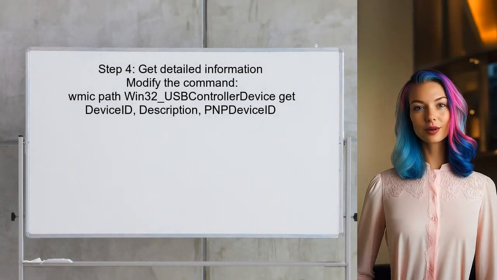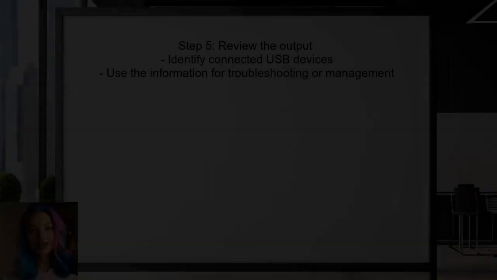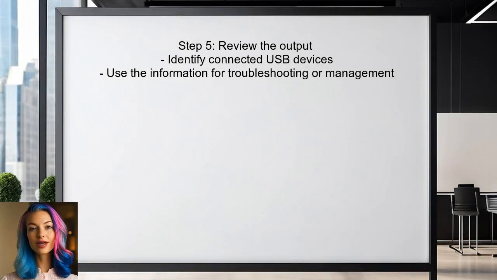If the user wants more detailed information about each device, they can modify the command to include additional properties. For example, they can use wmic path Win32_USBControllerDevice get DeviceID, Description, PNPDeviceID. Finally, the user can review the output to identify the connected USB devices and their details. This information can be useful for troubleshooting or managing devices.